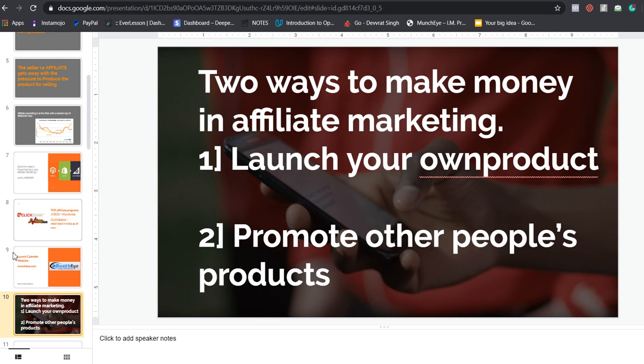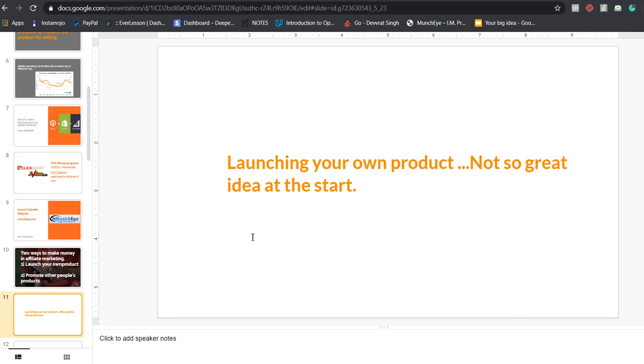Now the next thing is, you may know this, but let's get this clear. There are two ways to make money through affiliate marketing. First, either you create a product and you hire affiliates to help. The first one is very hard and a lot complicated, and the second one is a bit easy. If you want to get into affiliate marketing, you can start with the second step, that is promoting other people's product. Let me tell you why the first option, launching your own product, is hard.